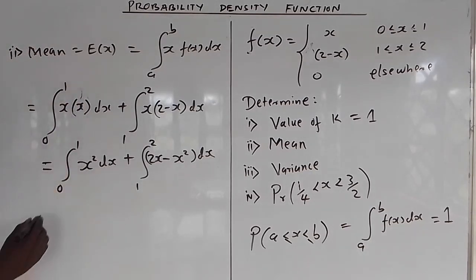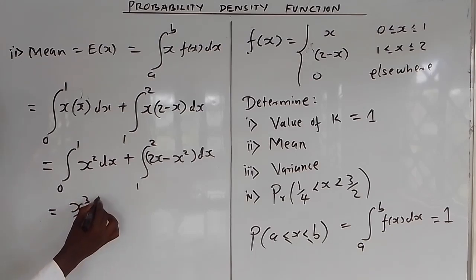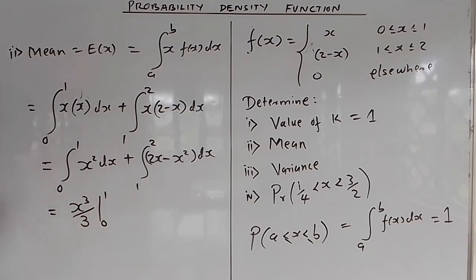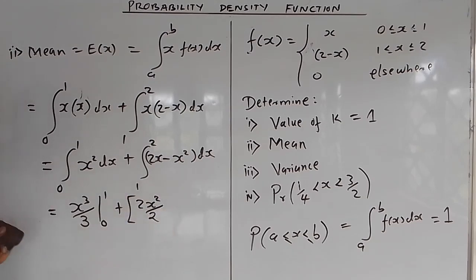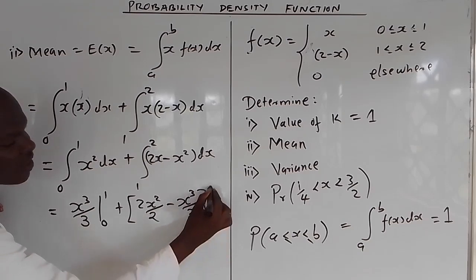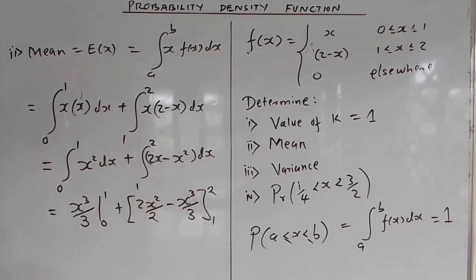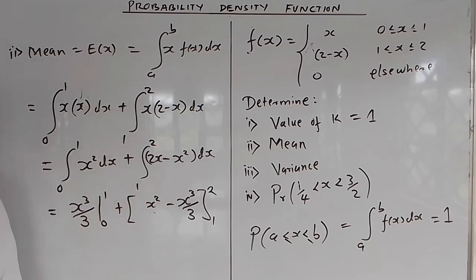Good. So start with this first one. If you integrate x squared, you get x cubed over 3, and your interval is 0 to 1. Then it is plus this other one. If you integrate 2x, you get 2x squared over 2, so the 2 cancels with 2 and you just remain with x squared. Then minus, if you integrate x squared, you get x cubed over 3, and your interval is 1 to 2.